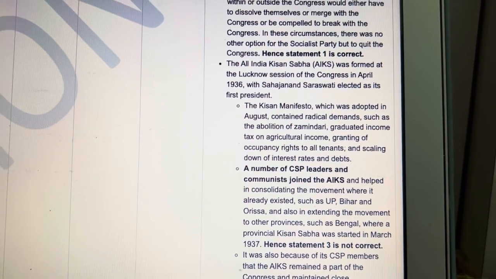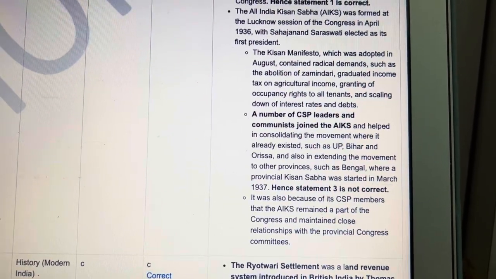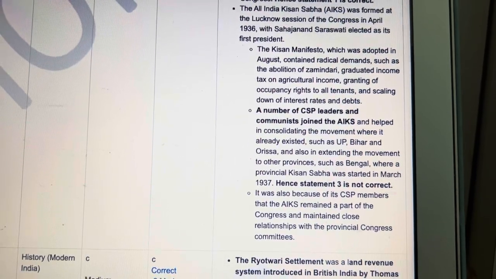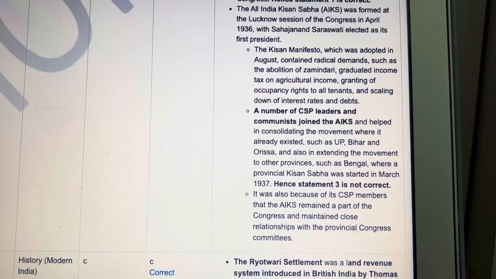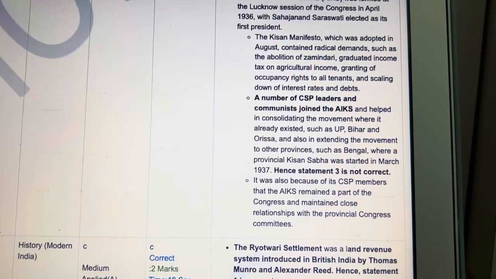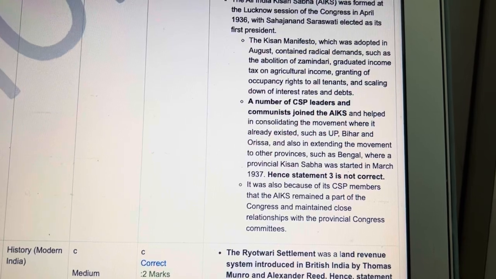with Swami Sahajanand Saraswati elected as its first president. The Kisan Manifesto, which was adopted in August, contained radical demands such as abolition of zamindari, graduated income tax on agricultural income, granting of occupancy rights to all tenants and scaling down of interest rates and debts.